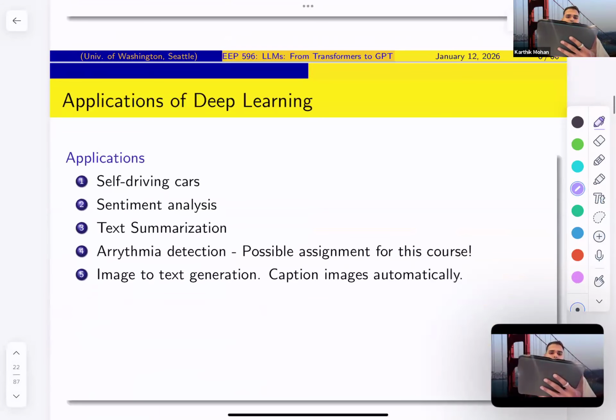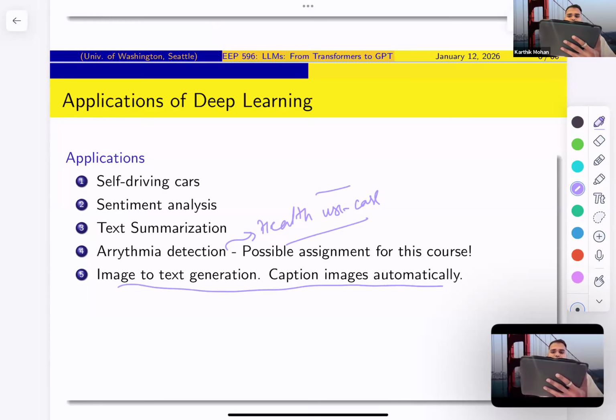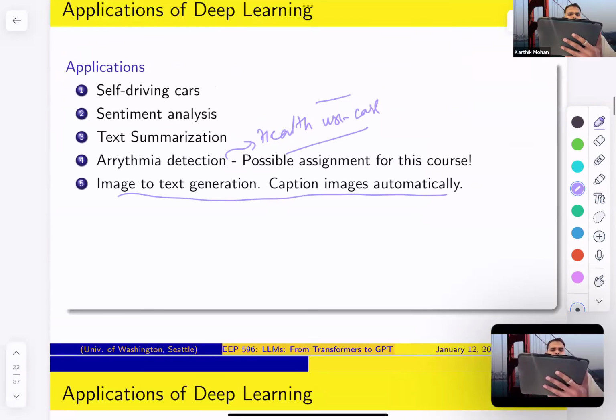And then, so this is a health use case. Image to text generation. I think we'll touch upon this in this course. Yes, image to text or text to image. We'll do the reverse.